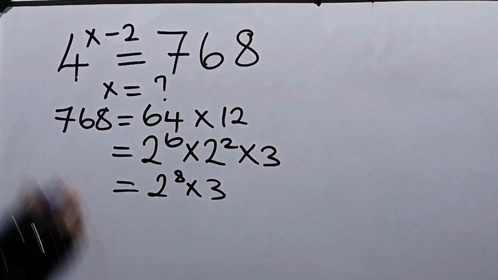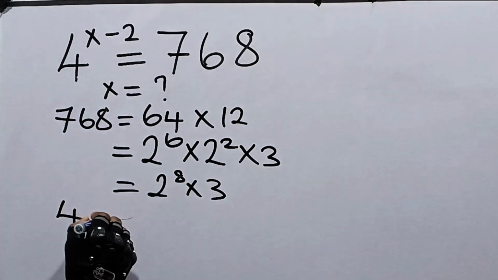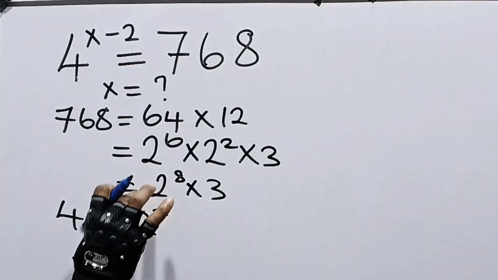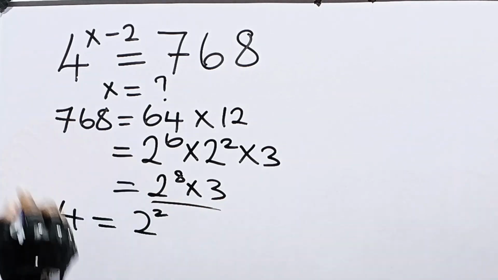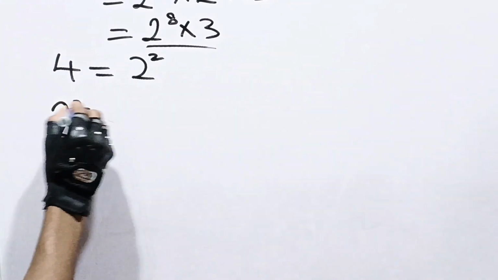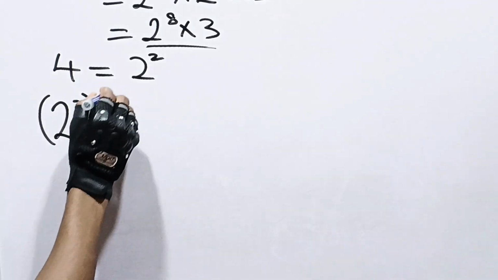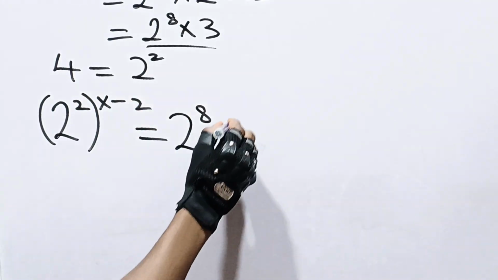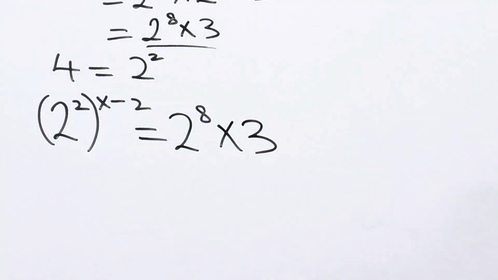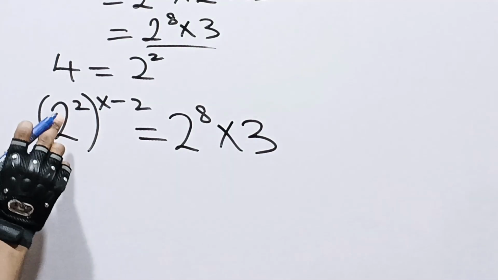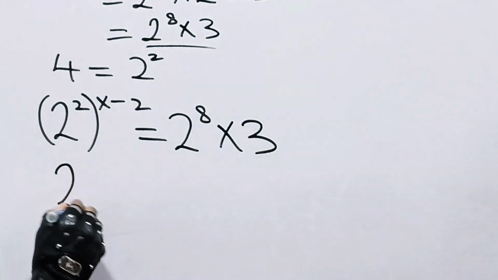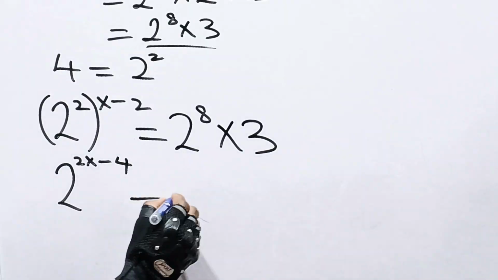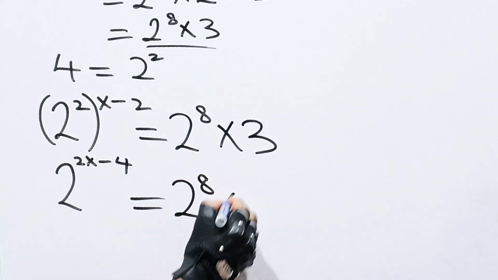Now, on the other side, we have 4 equal to 2 squared. So we can write this 4 as 2 squared, and replace 768 with this. In this equation, we have 2 squared raised to the power of x minus 2 is equal to 2 raised to the power 8 times 3. Moving on, this is equal to 2 raised to the power 2x minus 4, and this is equal to 2 raised to the power 8 multiplied by 3.